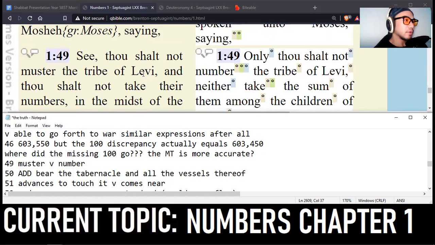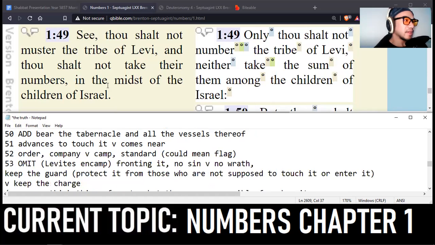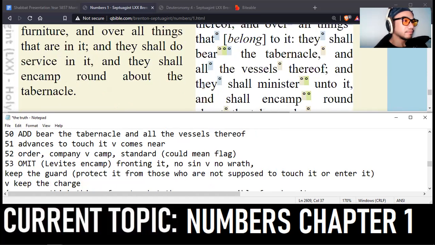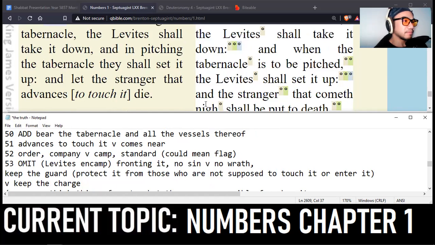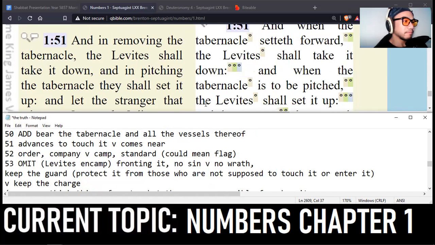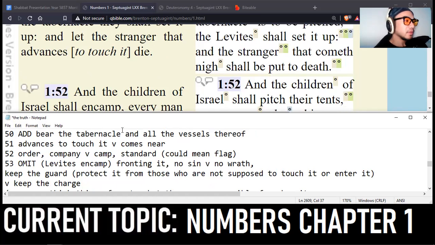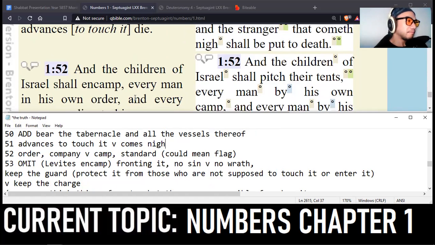Verse 49, we have the word "muster" versus "number." Verse 50, they added "bear the tabernacle and all the vessels thereof." So that was added to the Mass. Verse 51, "advances to touch it" versus "come near." I don't see it here in the Mass. Oh, there, "comes nigh." Verse 52, I mean, just change that. "Comes nigh." Okay.